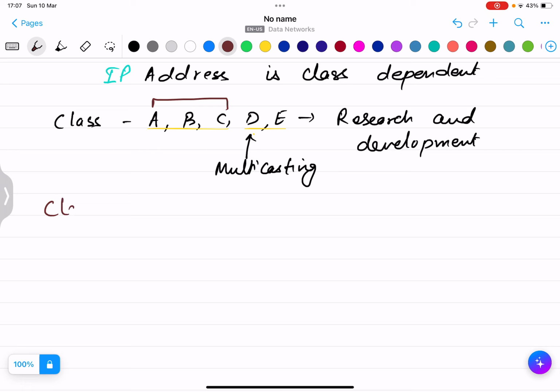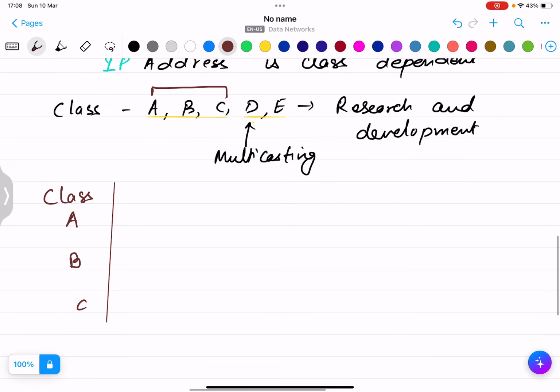So in tabular form, we have class A, B, and C. At this point we need to define that an IP address basically consists of 2 types of information. One is the network, the number of networks it has, or the network it belongs to basically, and how many hosts are there. It depends on the class.